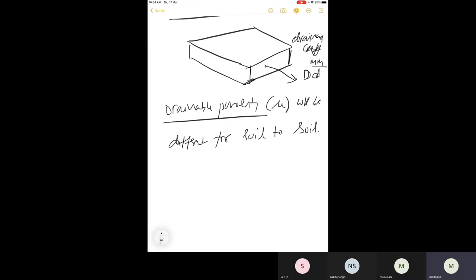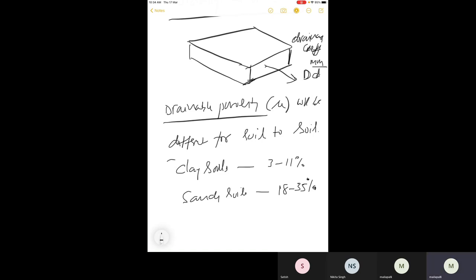Okay, so for clay soils, it will be like 3 to 11%. And for sandy soils, it can go up to 35%. So that's drainable porosity.